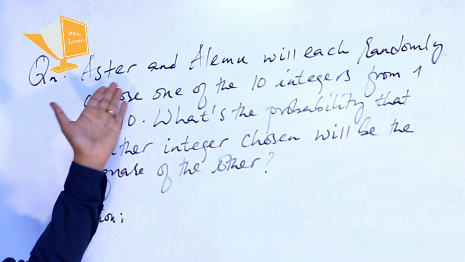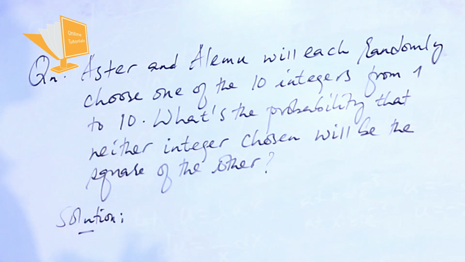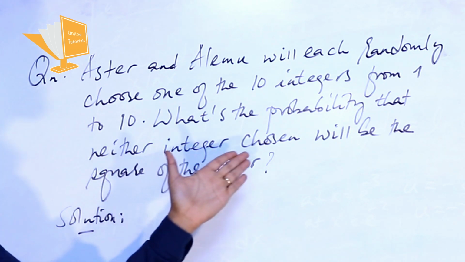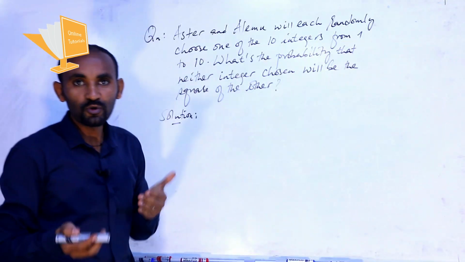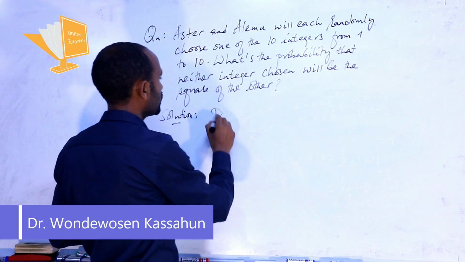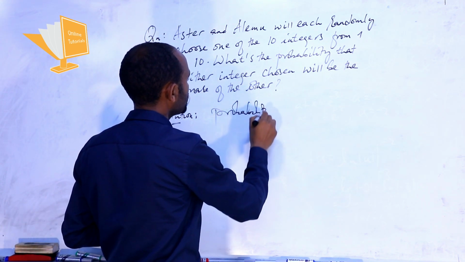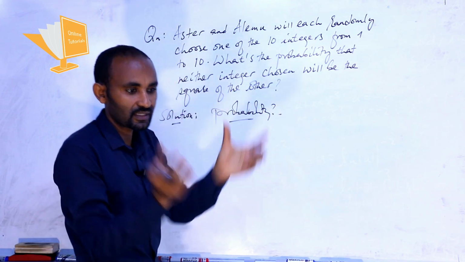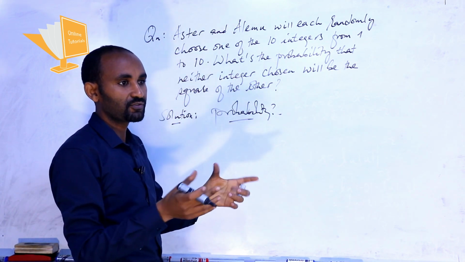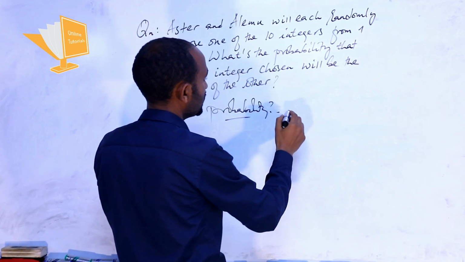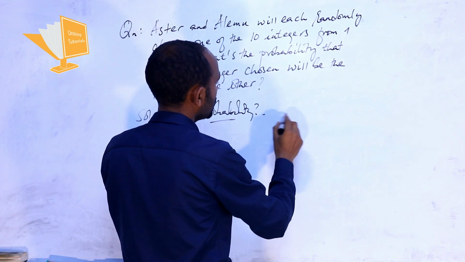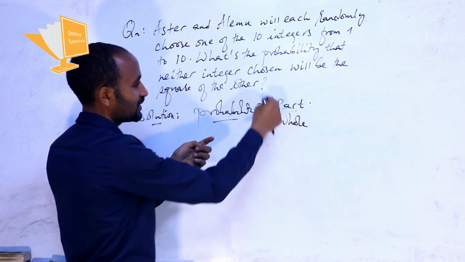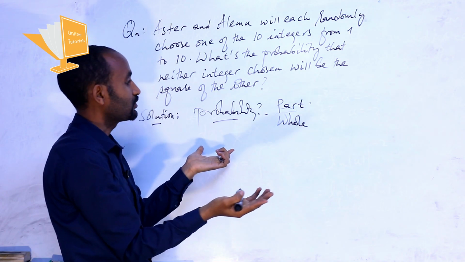Okay. Aster and Alamu will each randomly choose one of the 10 integers from 1 to 10. What is the probability that neither integer chosen will be the square of the other? So this is a probability question, right? What is probability? How do you understand the idea of probability? Probability is nothing but the ratio of a certain part to the whole, from the entire population. That is nothing but probability, okay.